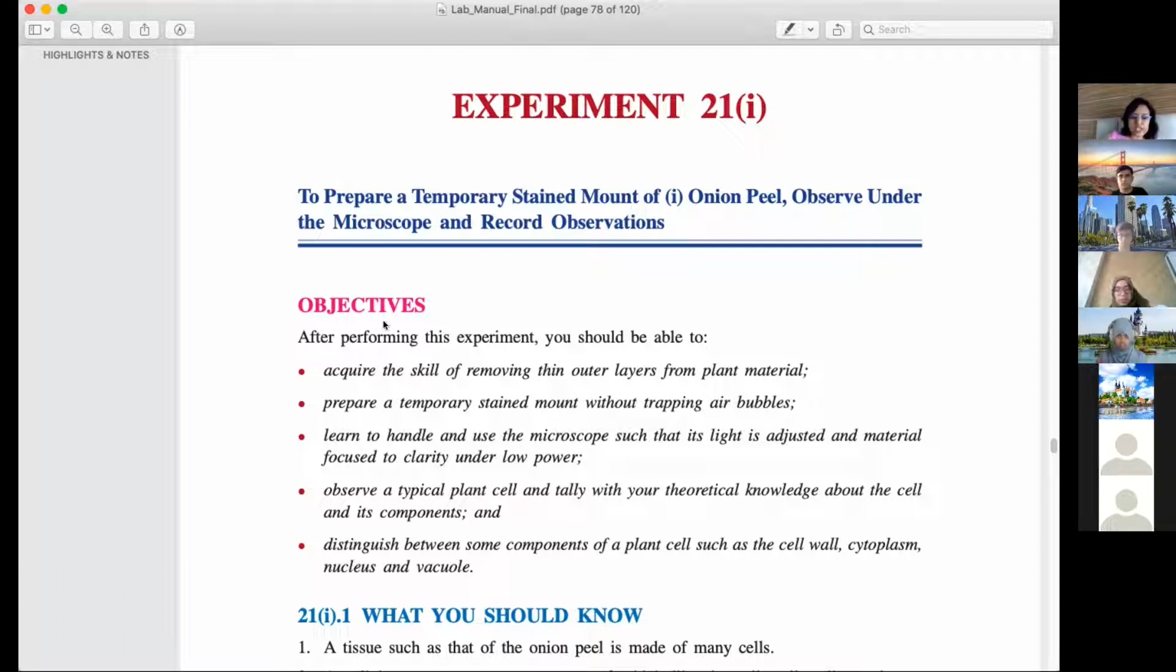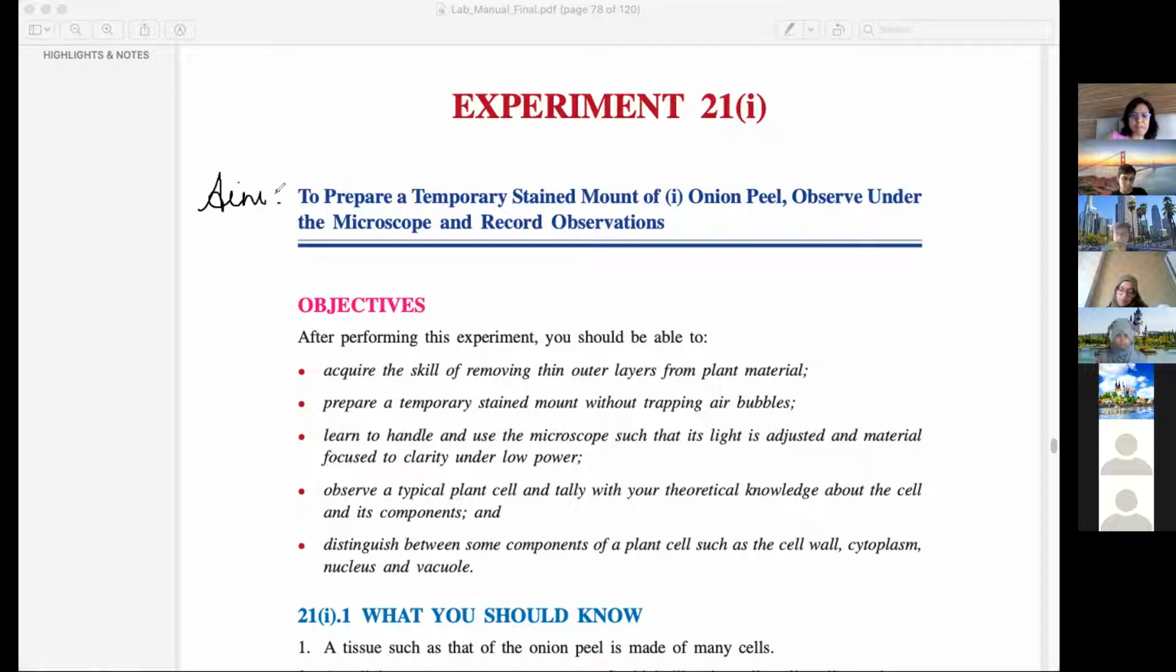So how does it look? You just have to copy down. It is a brick-like structure, just like cells, the same way it will be visible under the microscope. So what will you write? This is your experiment. This is your aim of the experiment. To prepare this thing, don't write this.